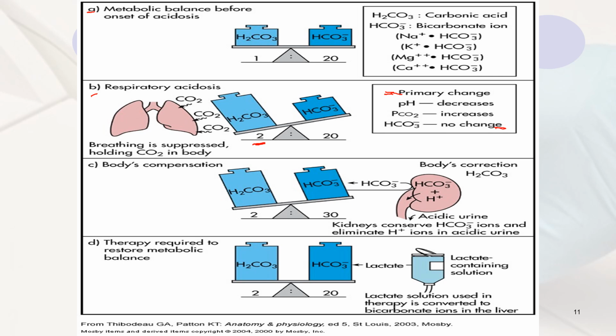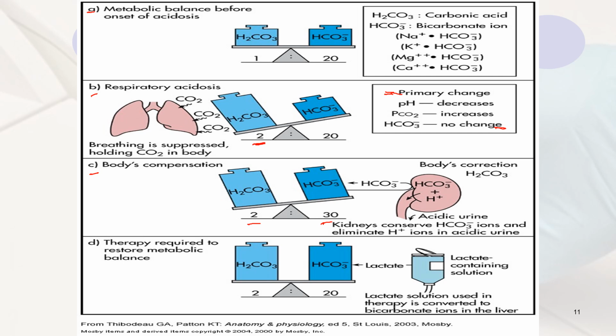Then the third aspect is body compensation, where the body tries to compensate. The kidneys function, as the body's correction stage for the carbonic acid. So kidneys produce acidic urine, conserving bicarbonate ions and eliminating H plus ions in the acidic urine. To compensate, it increases the quantity of bicarbonate ions. You can identify the ratio: here the carbonic acid doubles, and here the bicarbonate, which was 20, is increased to 30. So the body is trying to compensate.